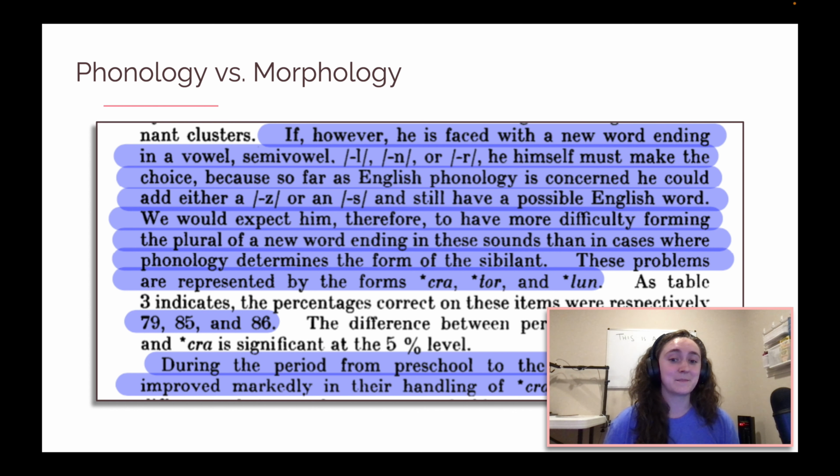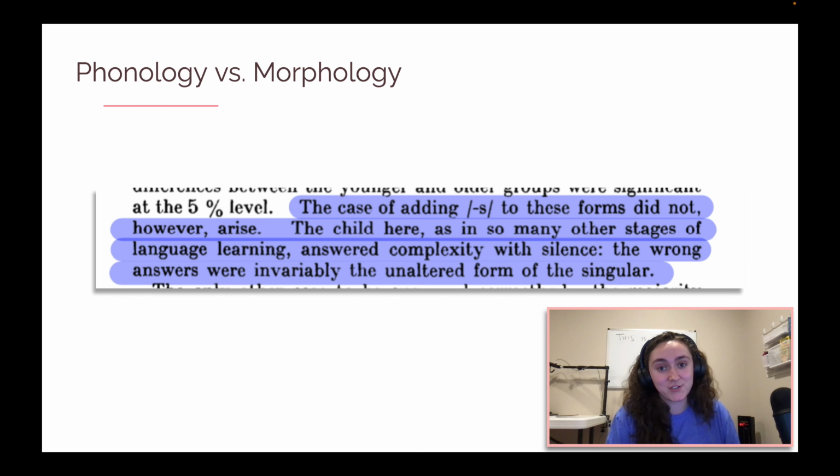These problems are presented by the forms cra, tor, and loon, so the flower one that I showed you earlier. And as we saw, during the period from preschool to first grade, they do improve in handling these forms. But something extra interesting is that the case of adding S to these forms did not arise. The child here, as in so many other stages of language learning, answered complexity with silence.